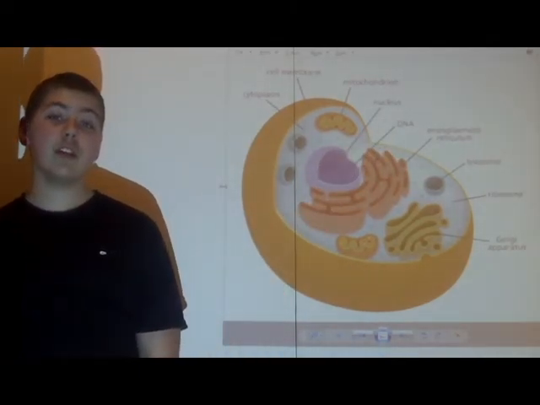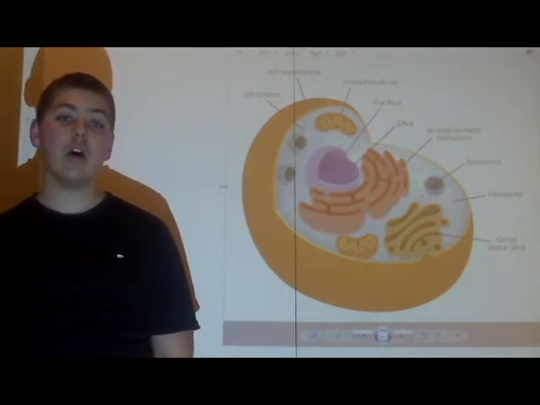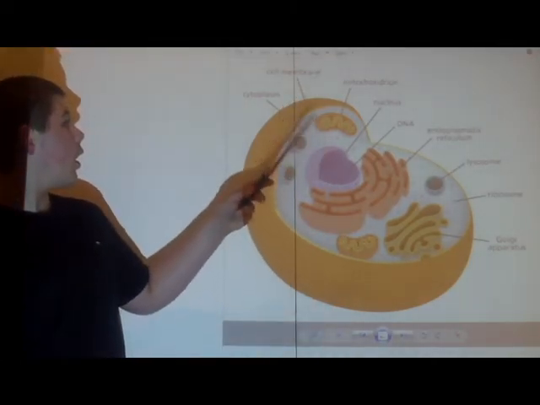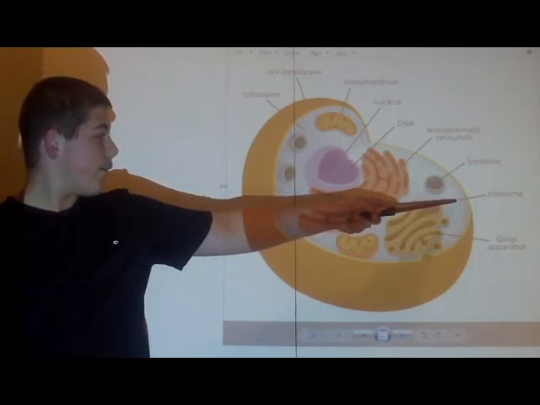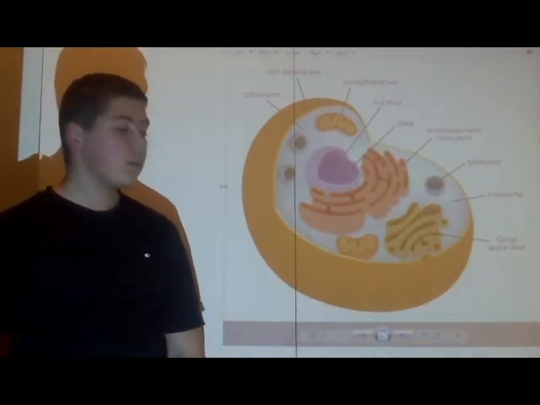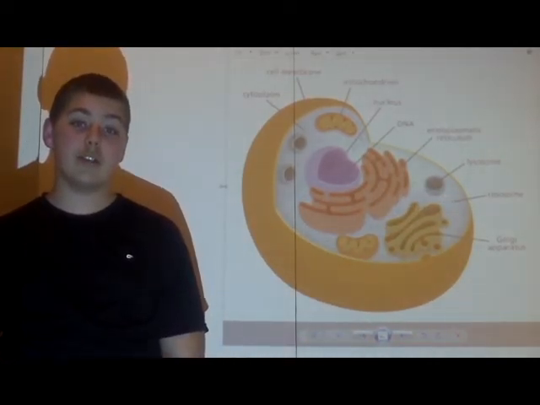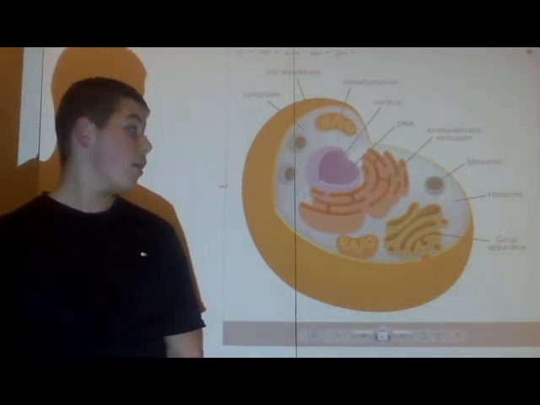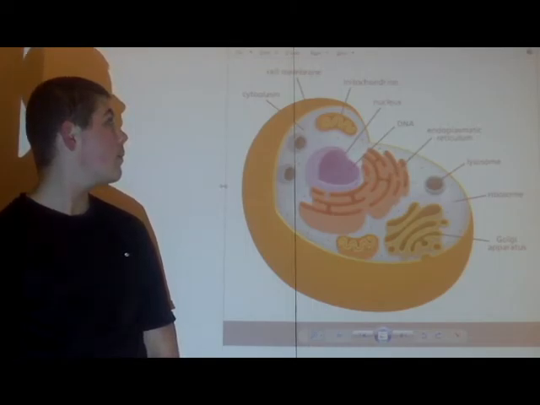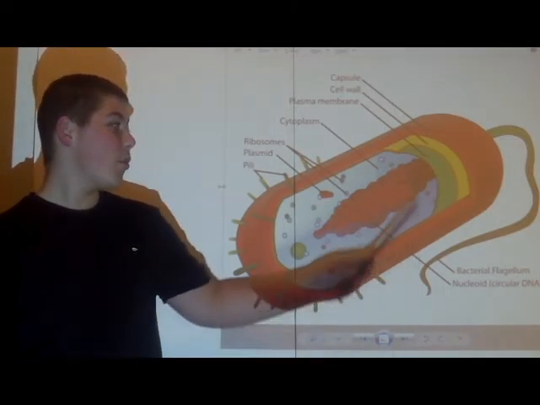The endoplasmic reticulum is kind of like a passageway for all of the ribosomes, seen here. They're small, however they are very important to cells because they are what digests the proteins inside of the cells.